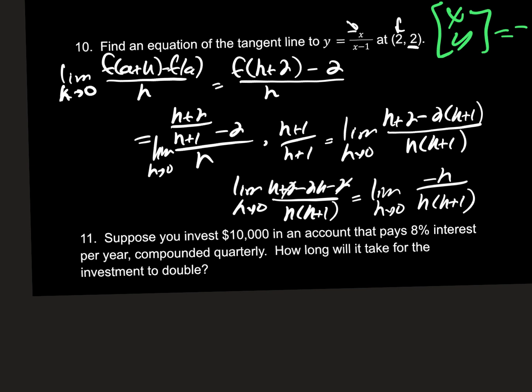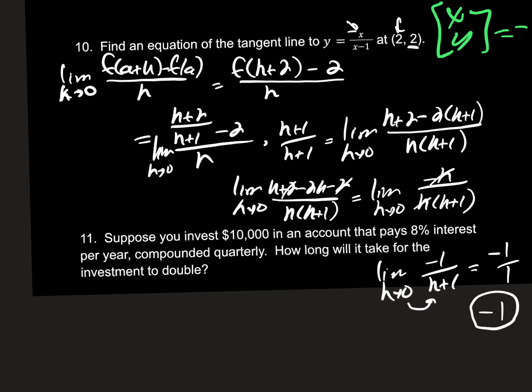Obviously, those h's are going to cancel right here, which leaves the limit as h approaches 0 of -1 over h plus 1. And now I'm okay to plug that 0 in there because it's not going to make my denominator 0. That leaves me -1 over 1, which is -1. Now, that's the slope. I should have said that earlier. That's the slope of the tangent line.